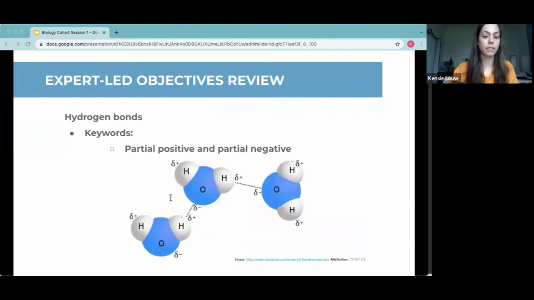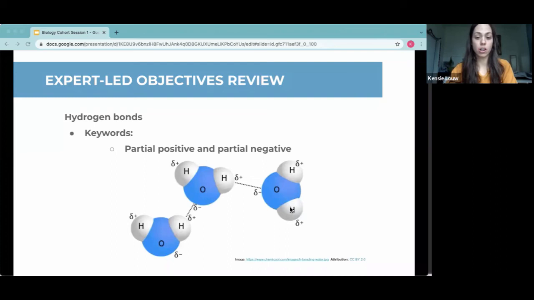So the next type of chemical interaction is hydrogen bonds. The key words to remember here are partial positive and partial negative. Hydrogen bonds are a type of interaction that occurs between molecules that have hydrogen in them. It's also important to take note that the hydrogen bond is actually an intermolecular force, not an intramolecular force. So it's 2 separate molecules interacting with each other rather than 2 atoms bonding within a molecule.